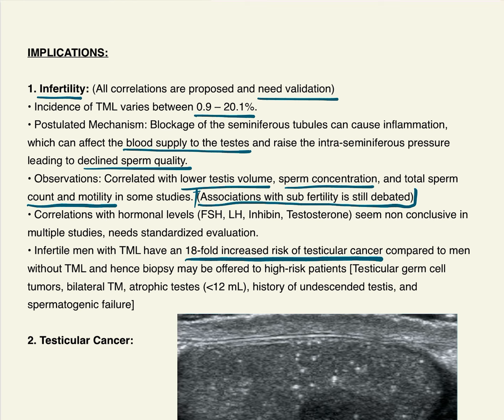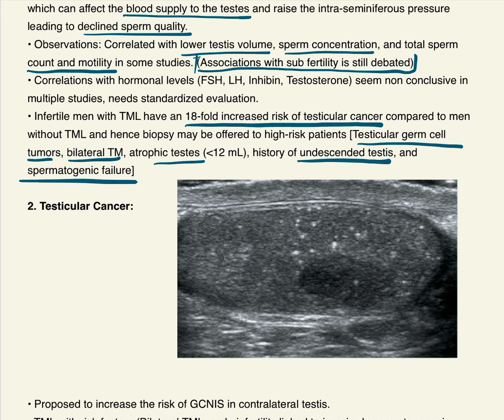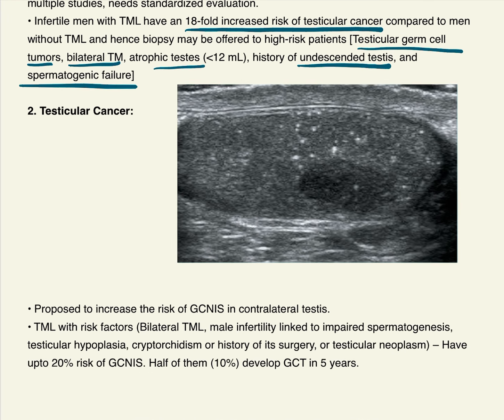Those patients would include those with testicular germ cell tumors, bilateral testicular microlithiasis, those that have atrophic testes, that is less than 12 ml volume, cryptorchid testis patients, and patients with spermatogenic failure. These patients can be offered testicular biopsy in view of increased risk of testicular cancer.